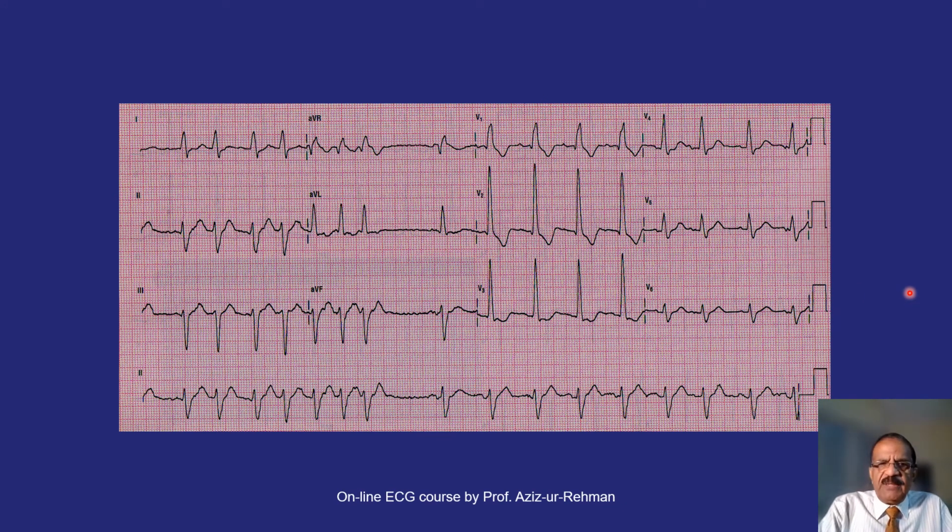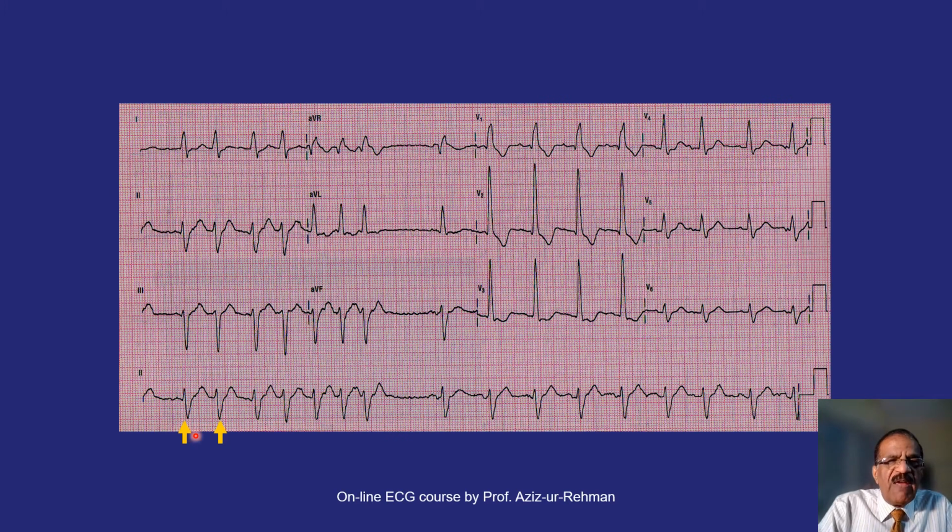This is another case. What do you see? If you see limb lead 2, of course, the complexes are broad in this case. There could be another reason, and if you look at V1, there is the typical morphology of right bundle branch block. So this patient has right bundle branch block. So whatever arrhythmia you see in this patient, consider right bundle branch block as an additional pathology.